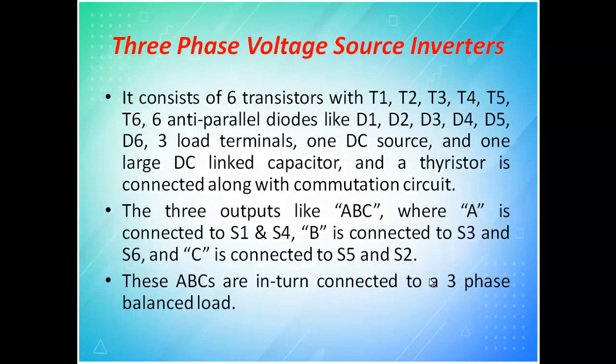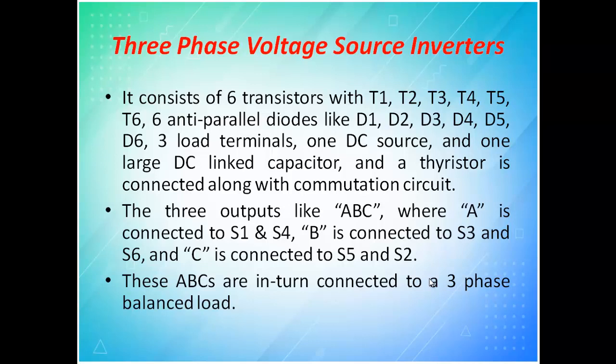Now let us move on to the 3-phase voltage source inverter. Okay, the 3-phase voltage source inverter consists of 6 transistors T1, T2, T3, T4, T5 and T6, with an anti-parallel diode across each. Those diodes are D1, D2, D3, D4, D5 and D6. It is going to supply a 3-phase load. Okay, one DC source is more than sufficient. One large DC link capacitor is required just for filtering, but if you are supplying from a battery, then this DC link capacitor is not required.